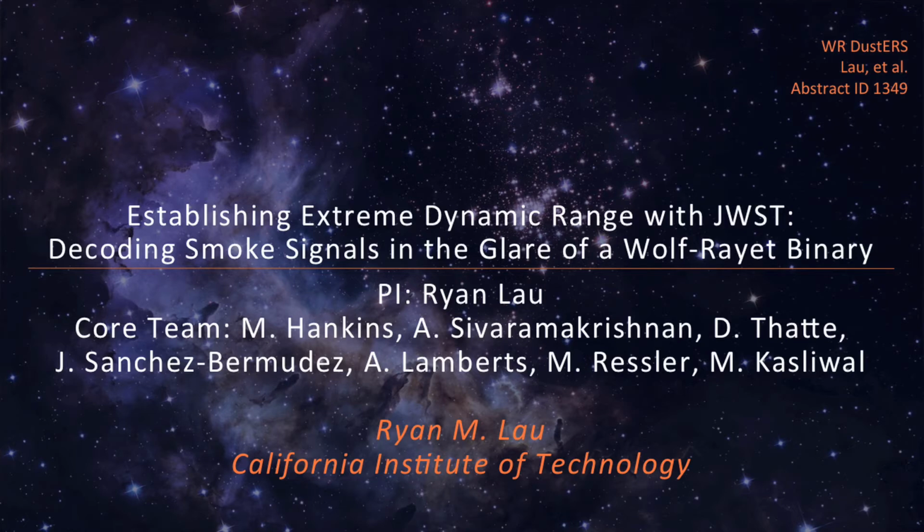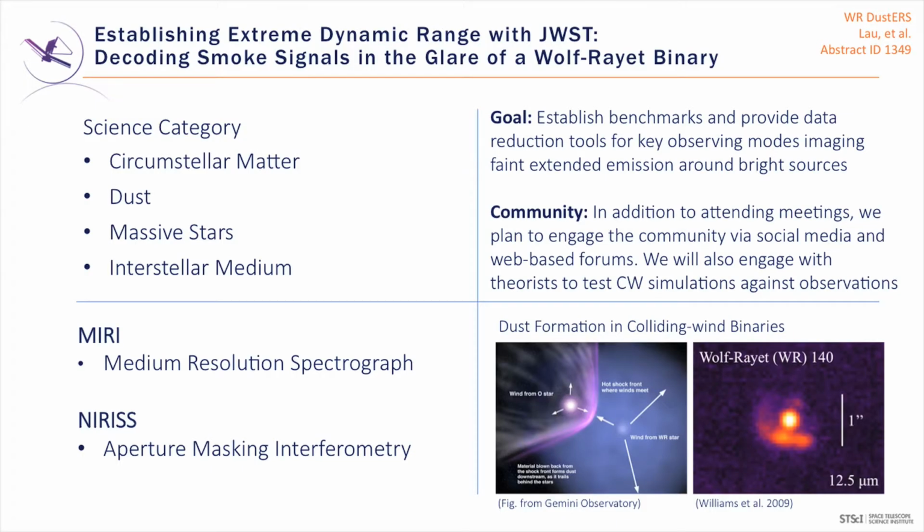All right, so to sum it up, essentially the main focus of our program is to answer the question: can you detect really faint stuff around something that's really bright, and what does that look like? Hence our title here, Establishing Extreme Dynamic Range with JWST. The specific target that we're looking at is called WR 140. It's a dusty Wolf-Rayet star.